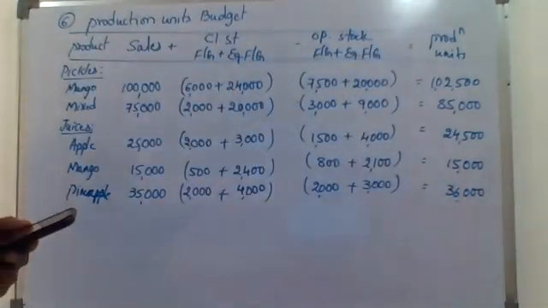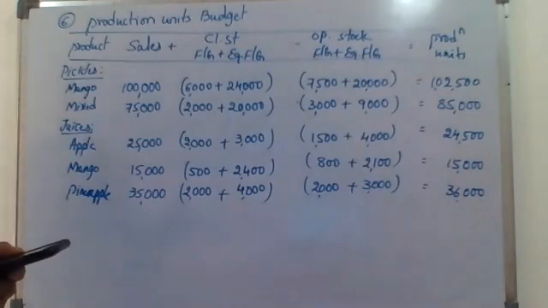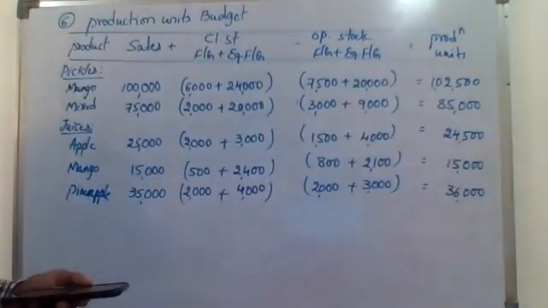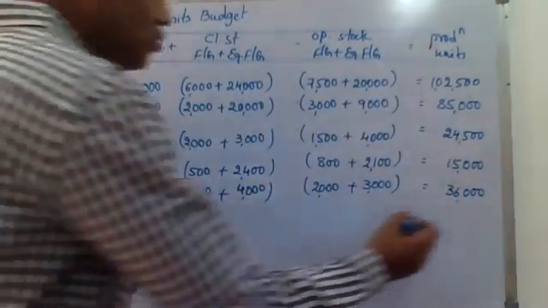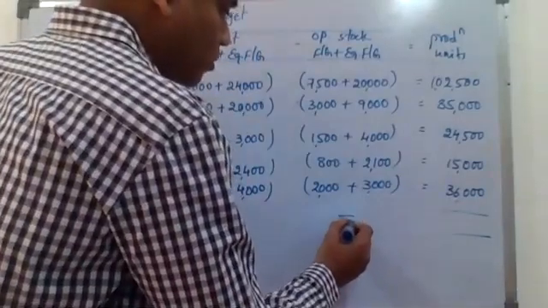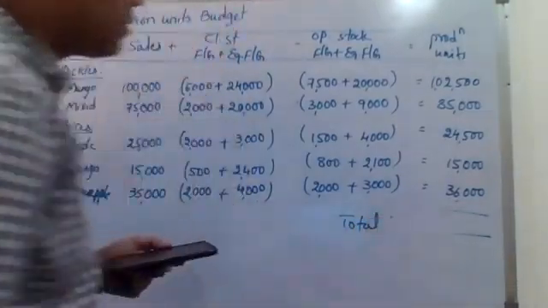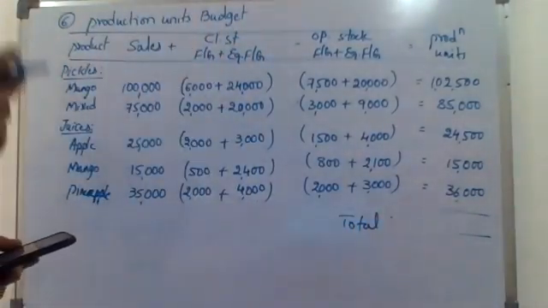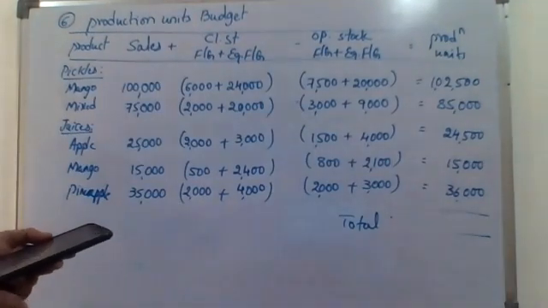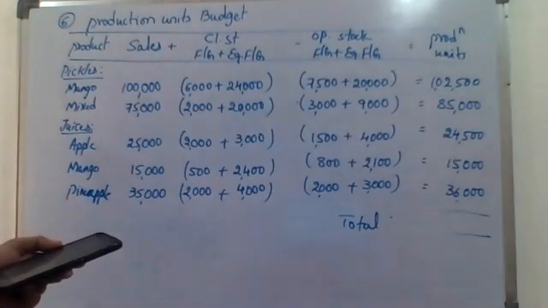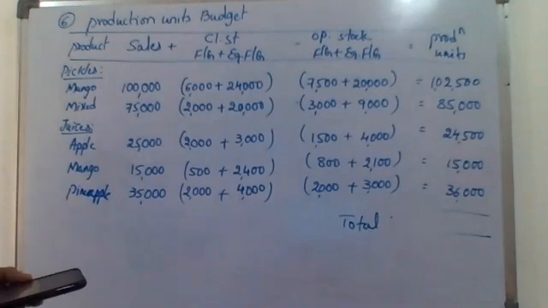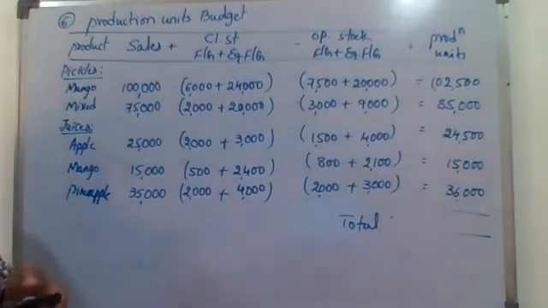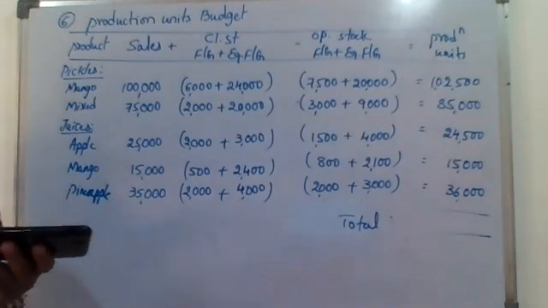So if you look at the answers, these are the questions. These you better not add them, because you can add it and say this is the total production. In fact, you can do that. Total production for the company you will get, but because they are different products, you can stop it there. 1,02,500, 85,000, 24,500, 15,000, and 36,000 bottles is as per the question answer. So this is what we have in production budget.